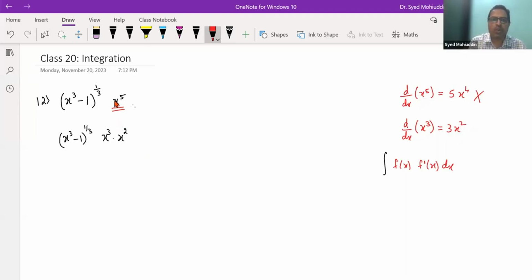So how to get x square? The only way is expressing x power of 5 as x cube into x square, so that you get that x square value here. This value is equal to t. So let us try to integrate this. Let us take I equal to the integral of (x cube minus 1) to the power of 1 by 3 into x cube into x square dx.